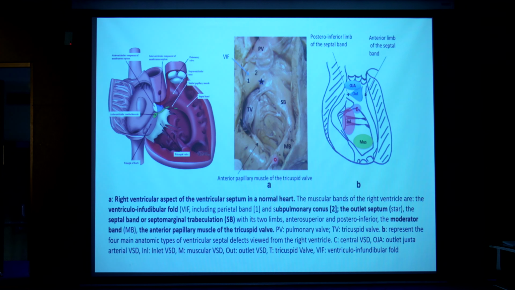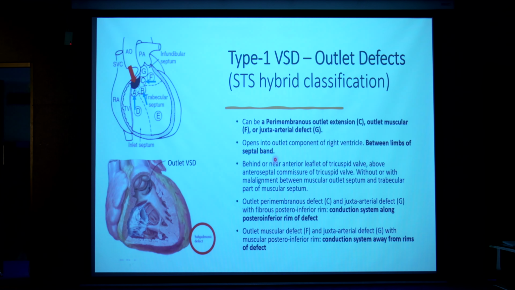Then, as I explained to you, the moderator band, you can see here in the pathologic specimen, is the moderator band with the anterior papillary muscle. That is the septomarginal trabeculation with the anterosuperior limb, and the posterior inferior limb, where the septal papillary muscle is attached to the anteroseptal commissure. That's the conal septum, which is actually the VI fold, and that's the parietal band. So this is the anatomy you need to understand in order to define the borders.